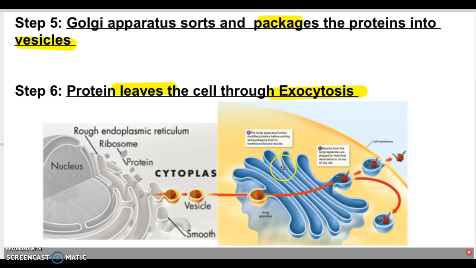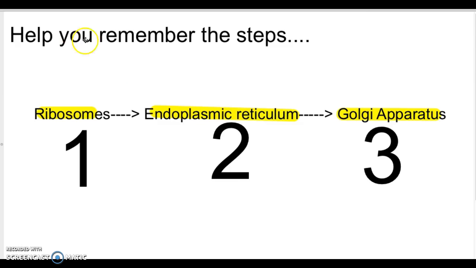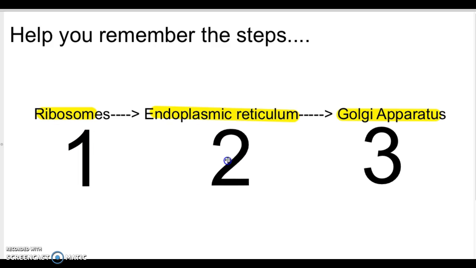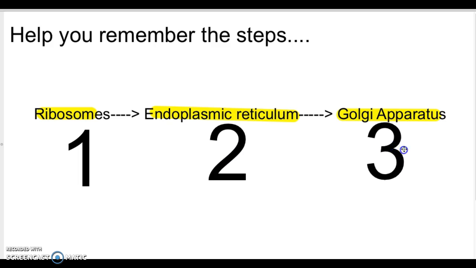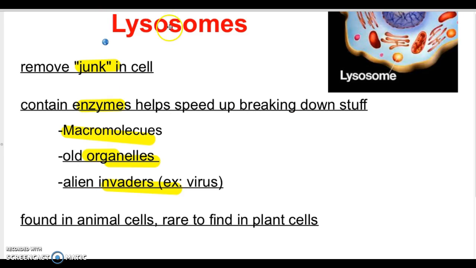And like I said, it's packaging it into a vesicle box to protect it so it can go out of the cell and go where it needs to go. So I want you to remember the order of this pathway of a protein. The first step is the ribosome, where the protein is made. The second step is the endoplasmic reticulum as a traveling company, and then the Golgi apparatus is the packaging to ship it out safely.